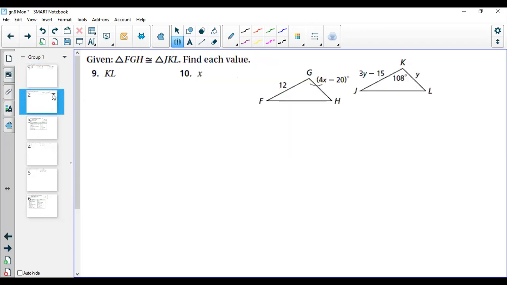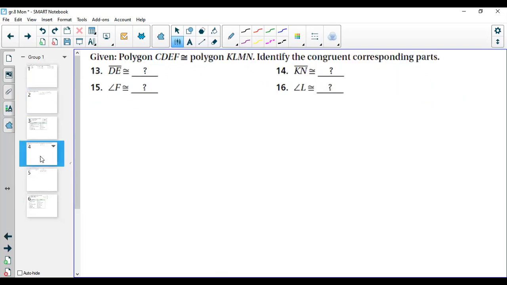Okay, now let's try to do this question, or we'll finish this one. Given polygon CDEF is congruent to KLMN, identify the congruent corresponding parts. So if you think it's confusing you, write down the numbers 1, 2, 3, 4, 1, 2, 3, 4 as well. So they want you to find DE. DE means 2 and 3, which means 2, 3 from here is LM. Then KN, K is 1, N is 4. So 1, 4. 1, 4 from this side is CF.